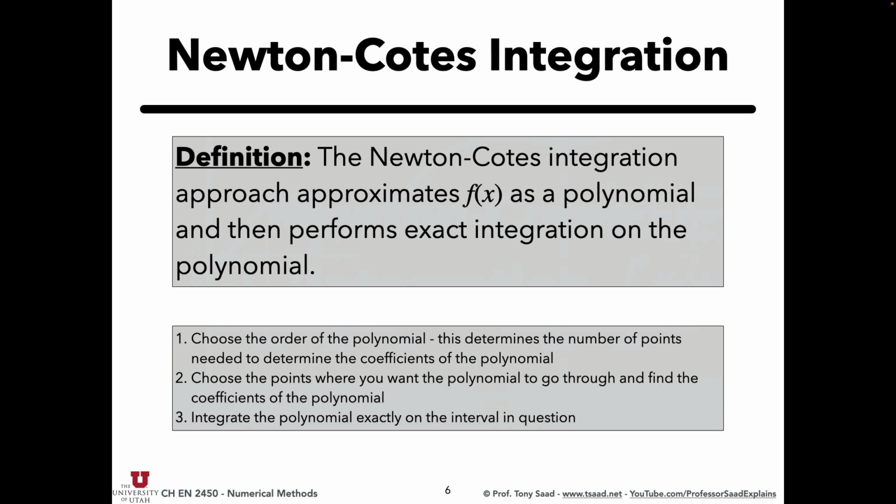Once you choose the order, you choose the points where you want the polynomial to go through. Remember interpolation. So essentially now we're artificially choosing points, and we're going to weave a polynomial through them. And then integrate the polynomial exactly on the interval in question.